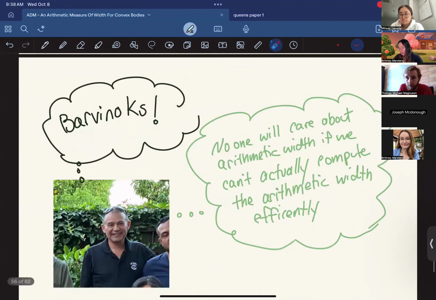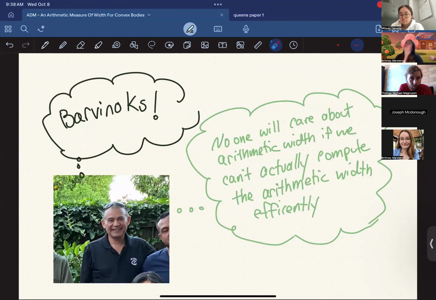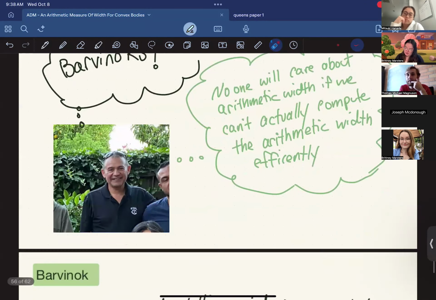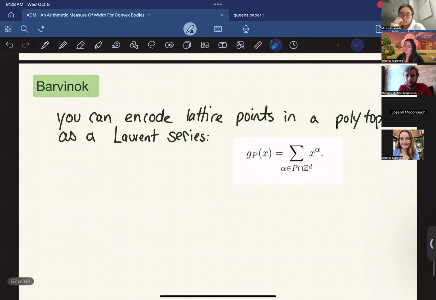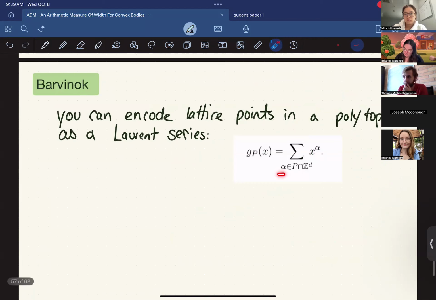So the first main ingredient, if you've thought about these ideas before, is you ask, okay, what does Barvinok's algorithm tell us here? If you've not heard about this before, you can encode the lattice points in your polytope as a Laurent series. So how do you do that? Well, you take the lattice points as exponent vectors for monomials and add them up, all right? And that gives you your Laurent series.